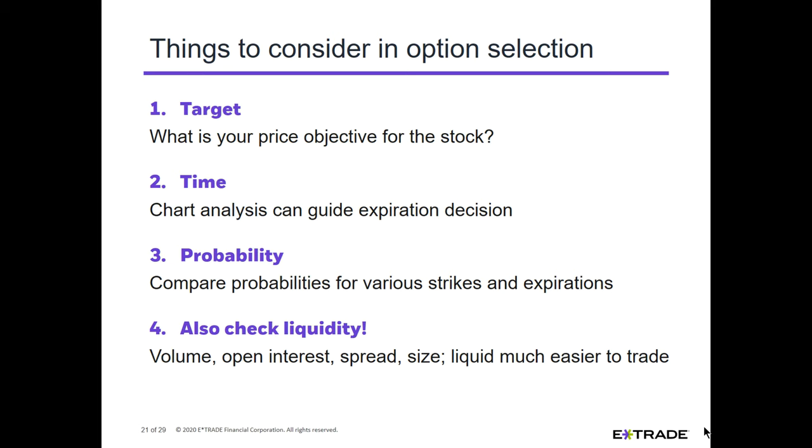How much time should I allow? What is reasonable? What would be aggressive? What would be less aggressive? Think about those and then look at various expirations in relationship to that. Once you've got a few candidates, now you can start looking at probabilities. And then finally, and we haven't talked about it much, but it's true in all things, pay attention to liquidity.